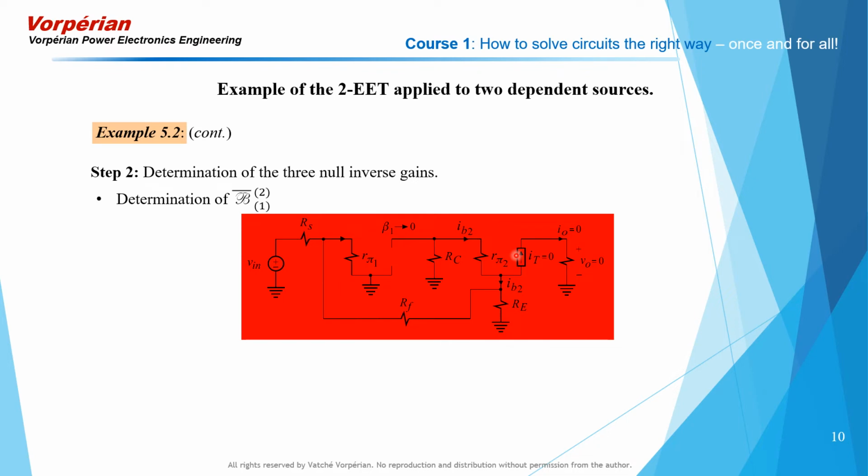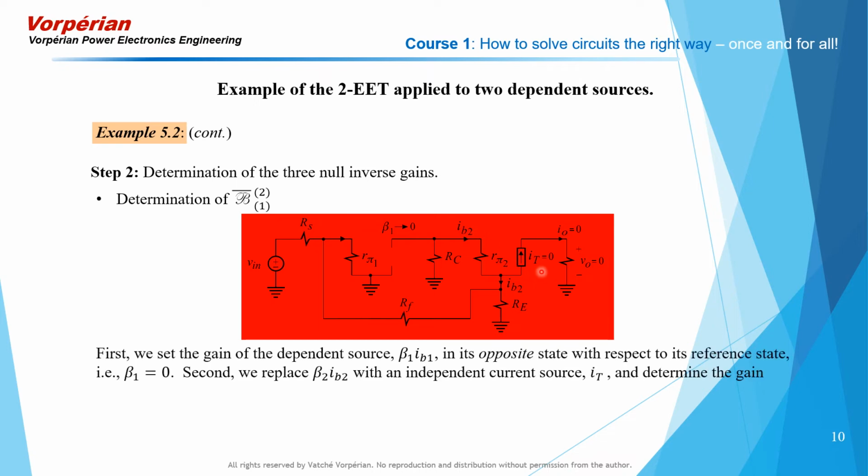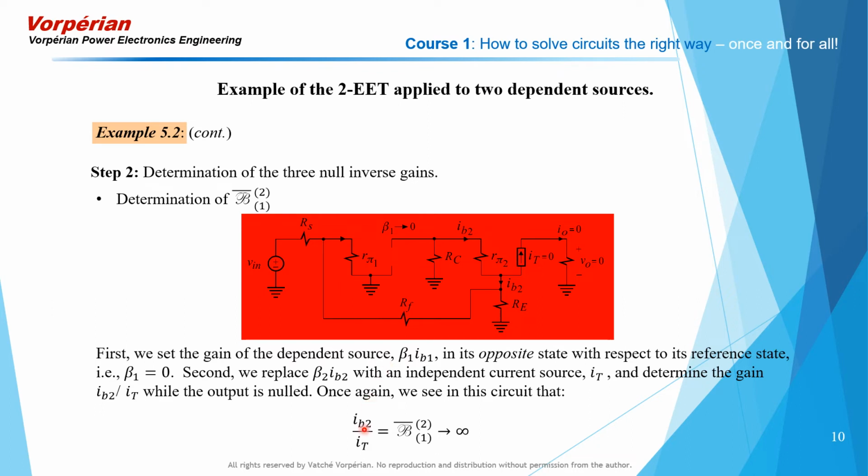And it is under this condition that we want to determine the gain IB2 over IT. We see that IB2 is indeed finite in this case because of the input voltage V in. That will generate some current here, so IB2 will merely flow down RC because of V in. We don't care what it is, but all we need to know is that IB2 is finite and IT is 0, so that the null inverse gain, beta 2, 1 in this case, is still infinity. And we're done with our 3 null inverse calculations. Next, we will have to do the ordinary inverse gain calculations with respect to beta 1 and beta 2.